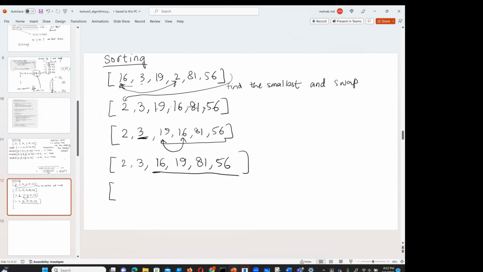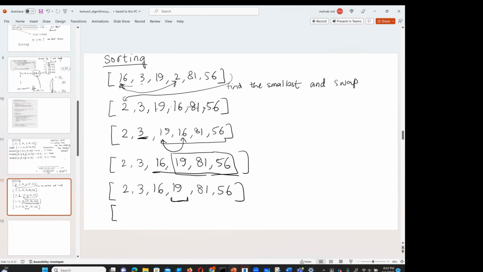Yes. Okay, next time what is fixed? 2, 3, and 16 are done, right? My target is to put the fourth smallest element here. And for that, I work on which portion? This portion, right? And I already see that the smallest among these is 19. So I am done, right? I don't have to do anything.